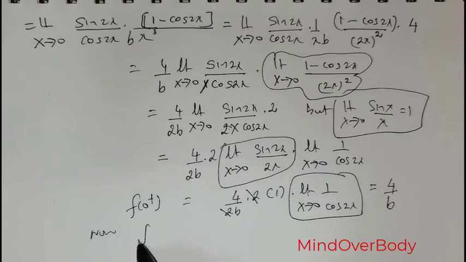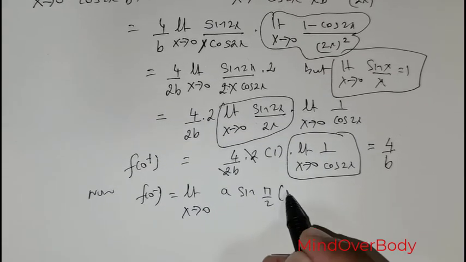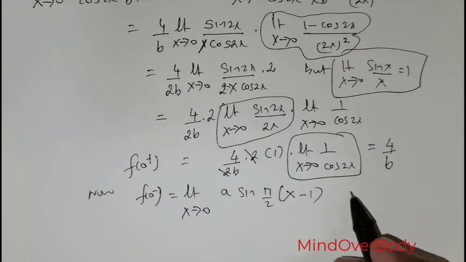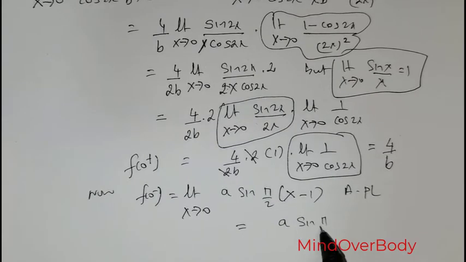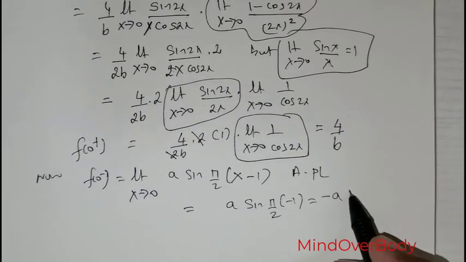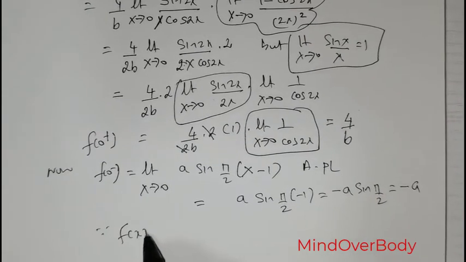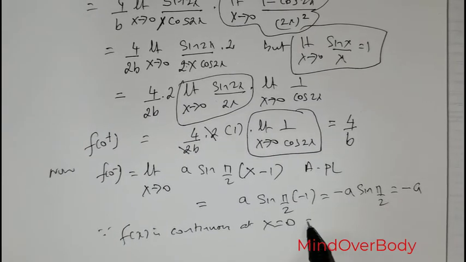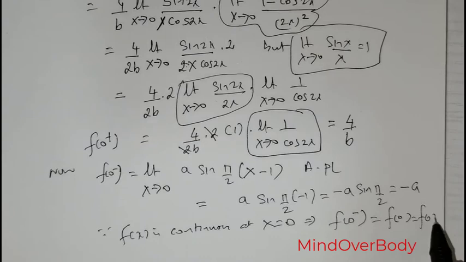So now we will find f of 0 minus. F of 0 minus is nothing but limit x tending to 0 of a times sine of pi over 2 of x minus 1. Now if I were to apply limits, this one would give me a times sine of pi over 2 of negative 1, which is nothing but negative a times sine of pi over 2, which is equal to negative a. Now since f of x is continuous at x equal to 0, this implies f of 0 minus is equal to f of 0 is equal to f of 0 plus.